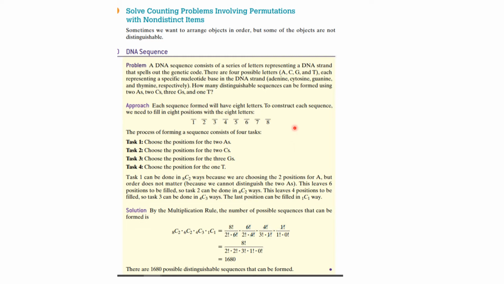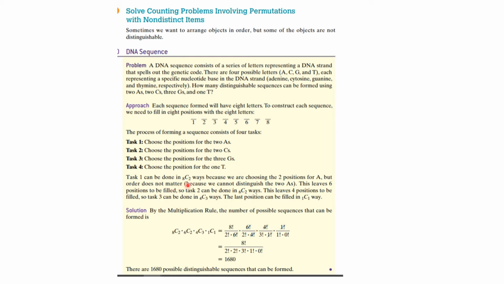Okay, so here's the approach. Each sequence formed will have 8 letters because these add up to 8. 2, 2, 3, and 1 add up to 8. So there are 8 letters. So the process of forming a sequence consists of 4 tasks. Choose the positions for the 2 A's, and then choose the positions for the 2 C's, then choose the positions for the 3 G's, and then choose the position for the 1 T.